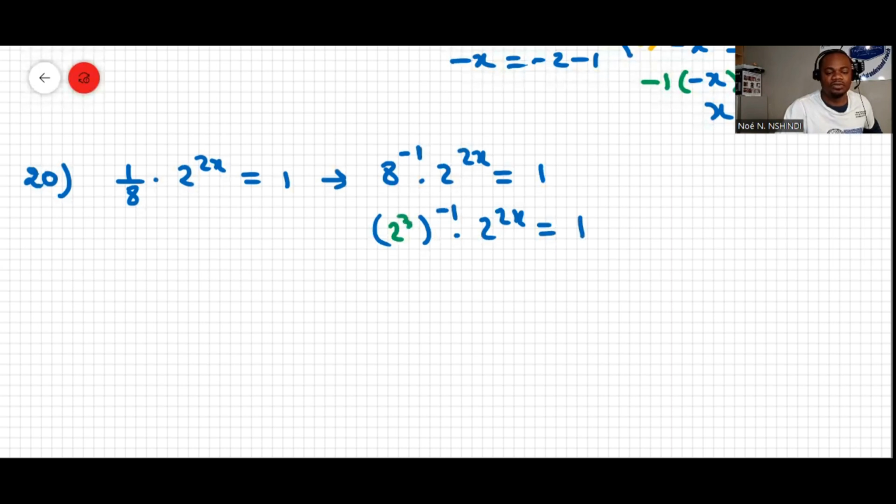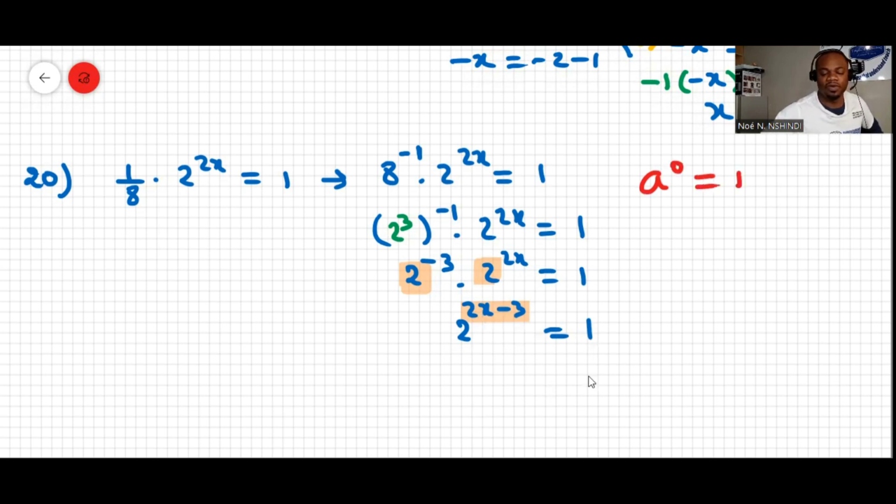is like 8 is 2 to the 3, and then this will become 2 to the negative 3 multiplied by 2 to the 2x equal 1, and we're going to combine like terms because we have some bases here. This will make 2 to the power of 2x minus 3 equal to 1. Okay. Now, this can be possible only if this exponent is just equal to 0. If it is 2 to the power of 0, it's going to be 1. I'm saying that because of the law a to the power of 0 equal 1.